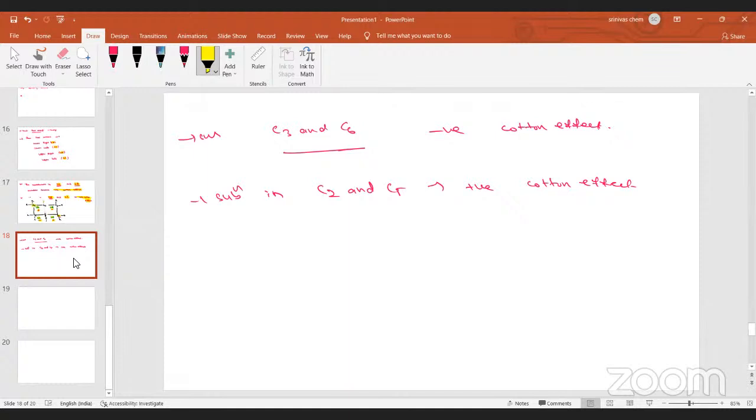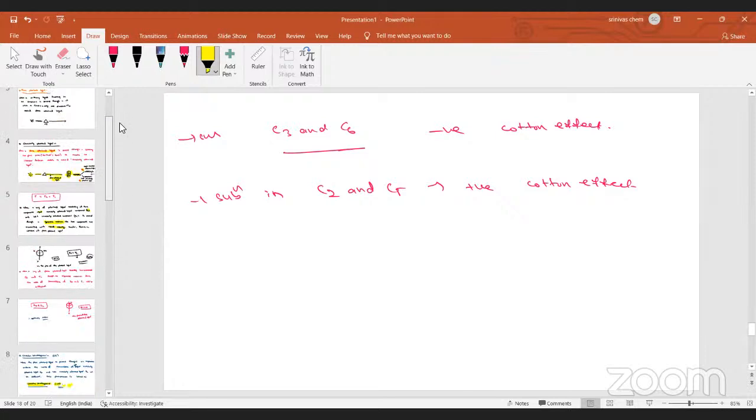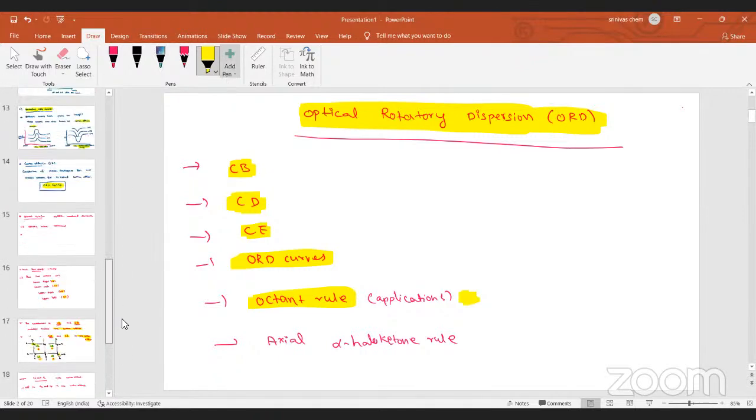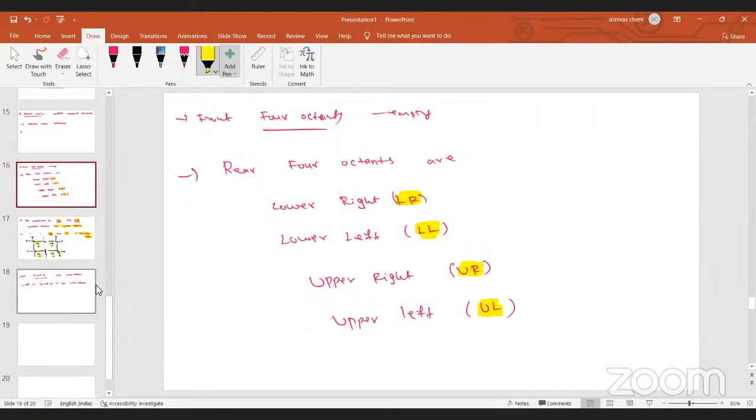Is there any doubt in the Octant rule? In the next class, I will explain applications of the Octant rule and the axial alpha halo ketone rule. Today we discussed circular birefringence, circular dichroism, Cotton effect, and the Octant rule. These topics are completed. Is there any doubt in today's class?